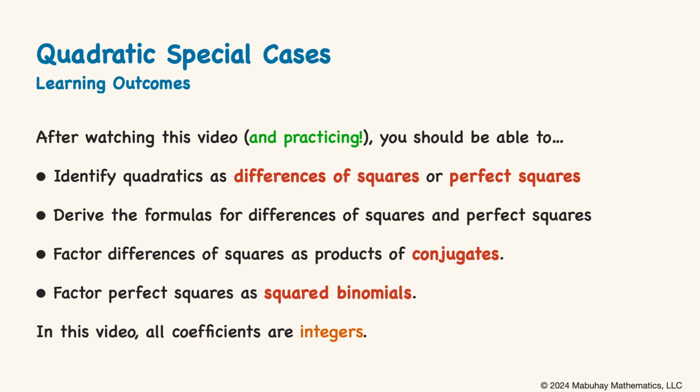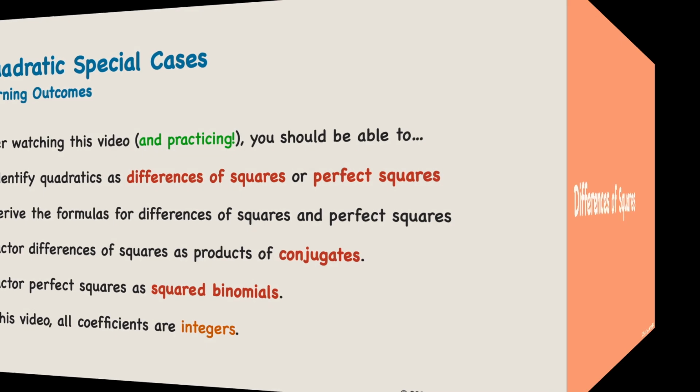This video will show you how to identify differences of squares and perfect squares, derive the formulas for both of these special cases, factor differences of squares as products of conjugates, we'll cover what that means, and factor perfect squares as squared binomials. Once again, this video is going to stick to integer coefficients only so we can focus on the algebra of factoring, but decimals and fractions are coming up in future videos. Alright, let's do some math.